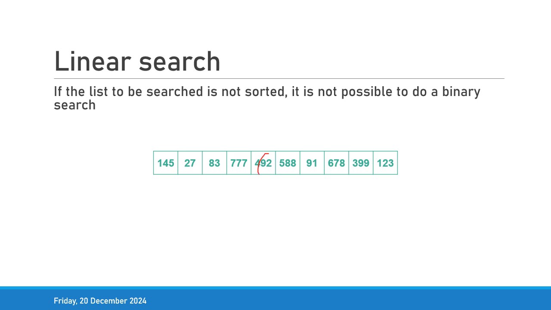Because if we look at the middle item and go, well, we're looking for the number, I don't know, 27. Well, we know that 27 should go that way. Oh, well, it does on that occasion. But what if we were looking for the number 91? Well, we'd think the 91 would be on that side, but it's not. It's on this side. The fact is that it has to be in order for a binary search to work.